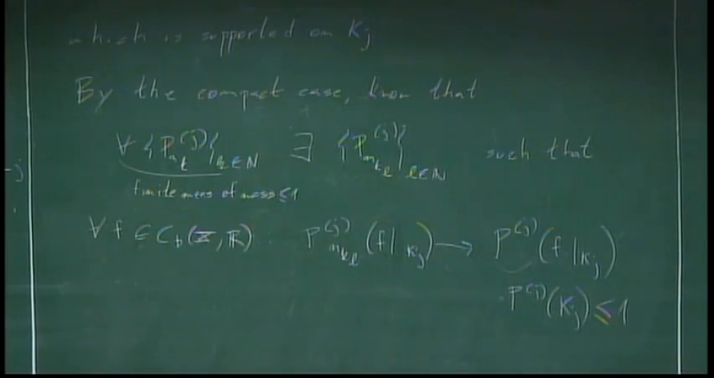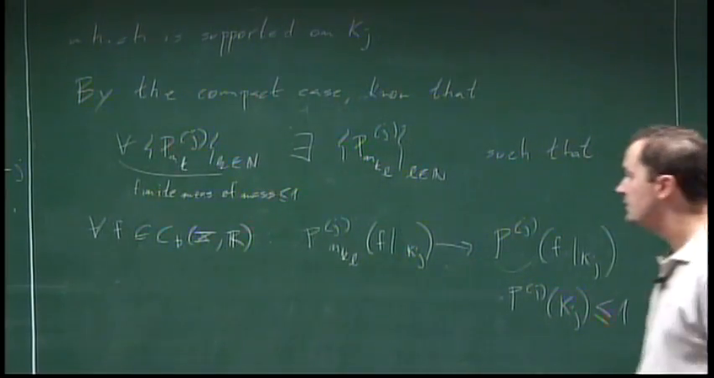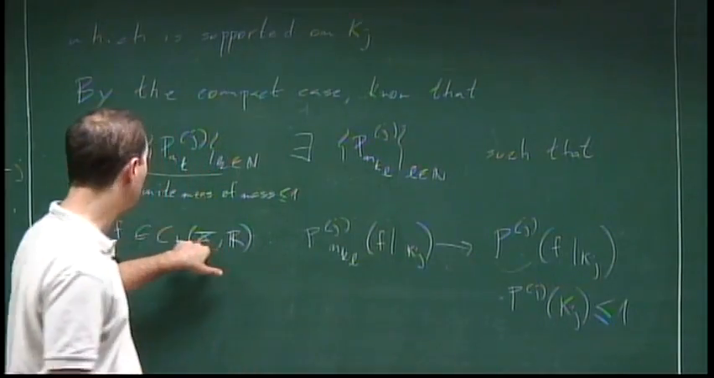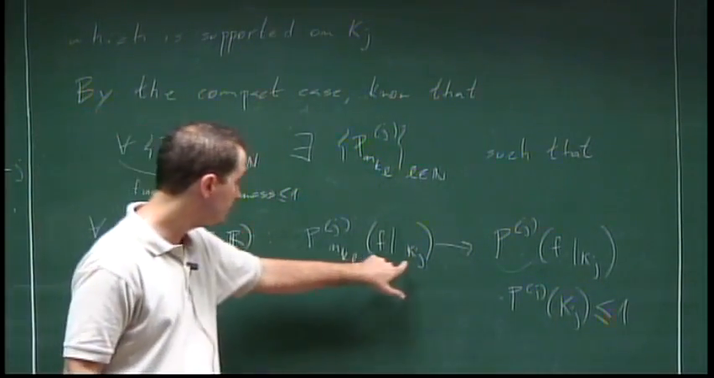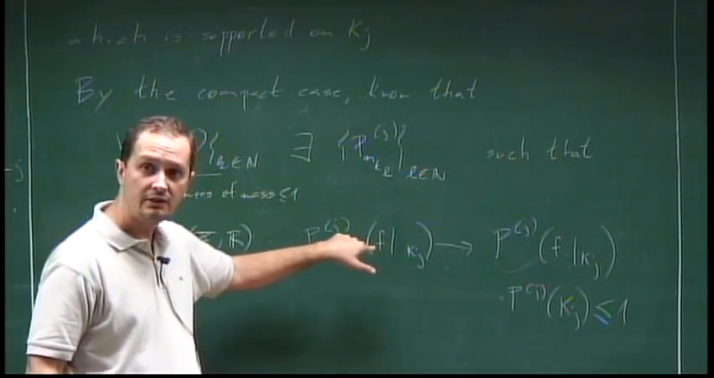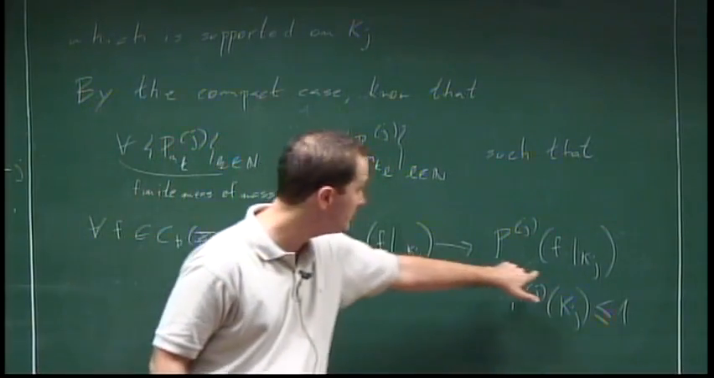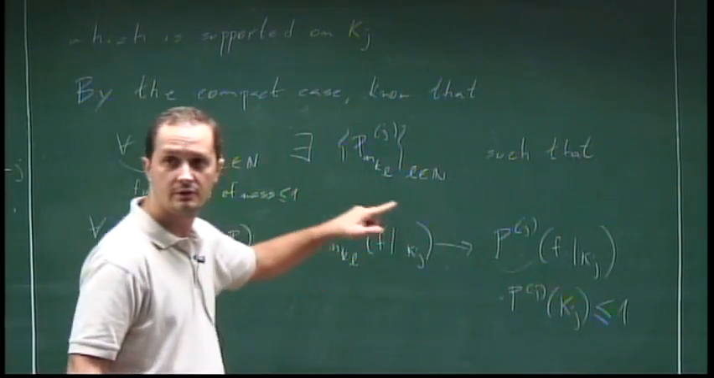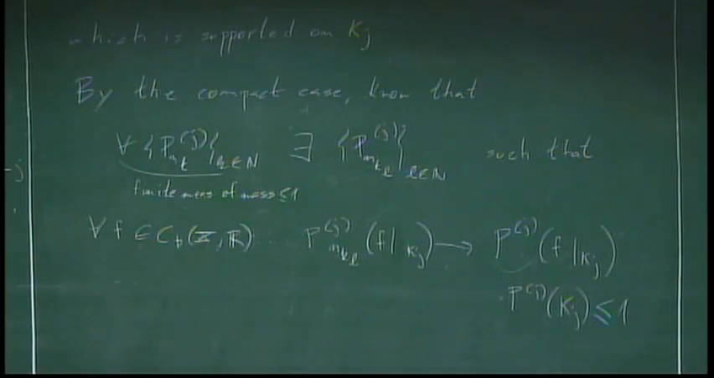Right? So in general, it's going to be less than 1. Well, what I do know is that if I take a continuous function over the whole set x and I restrict it to Kj, I have a continuous function over the compact set Kj. And therefore, just by reconvergence, the integrals must converge. Right? Okay.